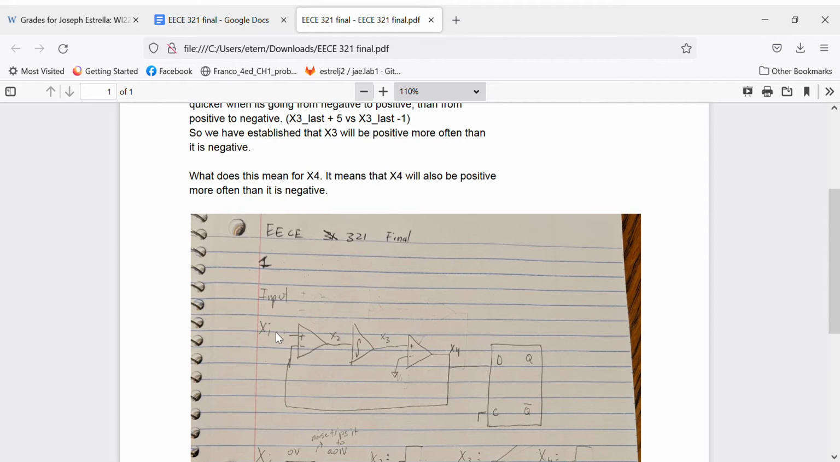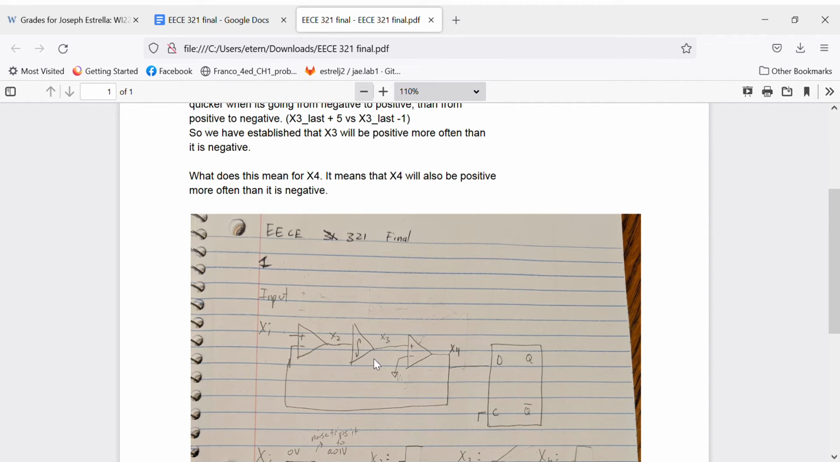When x in is 0, we know that node x4, because it's the output of a comparator, is always going to be at the positive rail or the negative rail. So if x in is 0, the two possibilities for x2 are just positive 5 and negative 5. And the integrator works like this: it's its last value plus x2, with the sign also. So it's going to be x3 last plus or minus whatever x2 is.